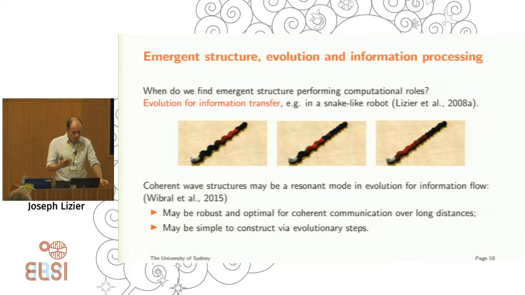So it's quite possible that these coherent wave structures, these glider-like structures, may be some kind of resonant mode in evolution for information flow. These emergent structures, they may be robust and optimal for coherent computation over long distances, and they may be simple to construct via evolutionary steps. That's all conjecture, but I think it's very interesting to think about.